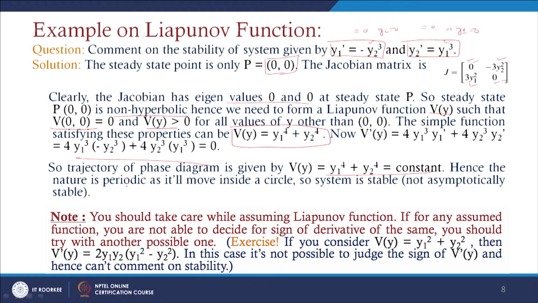Suppose you consider a function like V(y) as y1 square plus y2 square. Then V'(y), if you find the derivative, is 2 y1 into y1 dash plus 2 y2 into y2 dash, and y1 dash is defined as minus y2 cubed and y2 dash is y1 cubed. If you put all these values, you find minus 2 y1 y2 into (y1 square plus y2 square). And in this case you cannot say whether V'(y) is positive, negative or equal to 0, that is doubtful. You cannot comment on the stability of these conditions. So, you should be careful whenever you are defining this Lyapunov function.